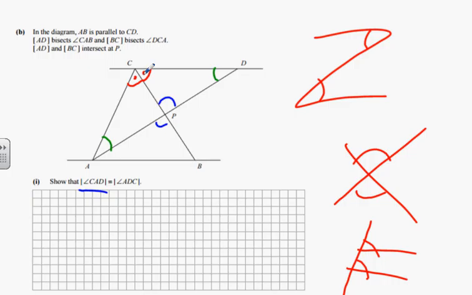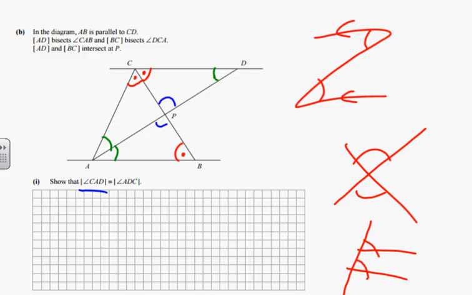Now, does it say anything about parallel? It says AB is parallel to CD. That brings Sam's theory into play, that this green one here is the same as that green one down there. You happy enough with that? And it also might bring into play that this red one up here is the same as that red one down there.